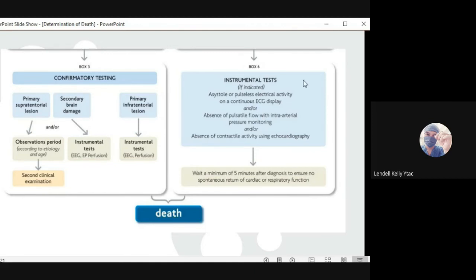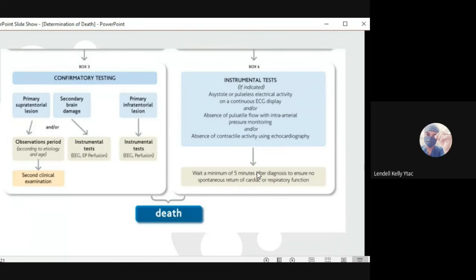Absence of pulsatile flow in intra-arterial pressure monitoring. Wala siyang pulse na. Absence of contractile activity using echocardiography. So, when we look at the machines, looking at the electrical activity of the heart, pag wala na, most likely, high ang tendency na patay na siya.